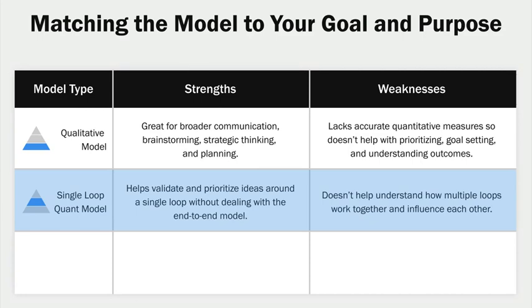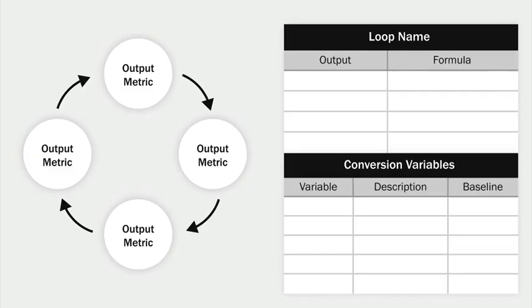In order to build out the single loop quant model, we're going to start with something that looks like this. We're going to map out the steps and the output metrics, then define the conversion formulas, and then understand what all of the different conversion variables within those formulas are. We'll be going through a couple different examples.